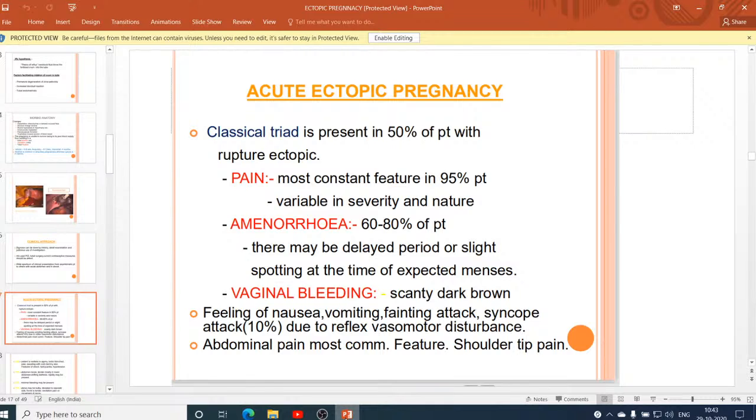Classic triad is present in 50% of patients with ruptured ectopic. That is pain, the most constant feature in 95% of patients, variable in severity and nature, followed by amenorrhea, that is 60 to 80% of the patients. There may be delayed period or slight spotting at the time of expected menses. Vaginal bleeding, scanty, dark brown. Feeling of nausea, vomiting, fainting attack, syncope due to reflex vasomotor disturbance. Abdominal pain is the most common feature. Shoulder tip pain is due to diaphragmatic irritation.